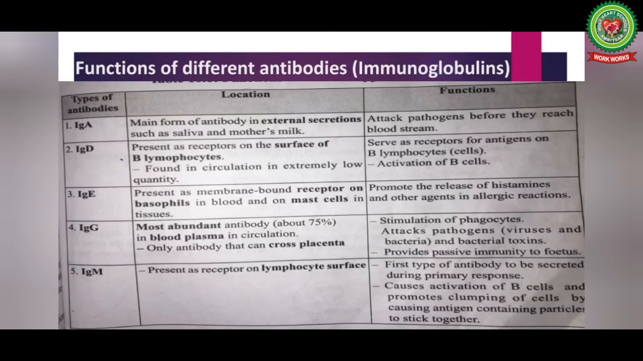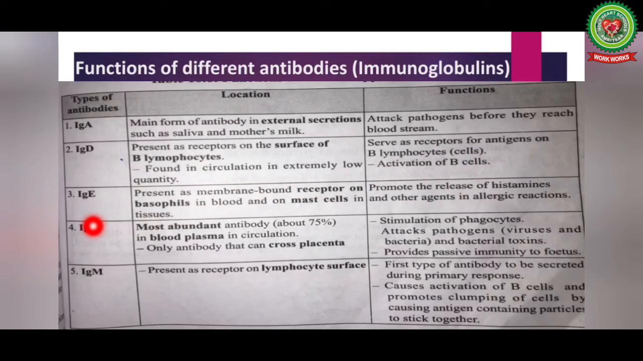Now talking about the functions of different antibodies. First of all, we'll be talking about immunoglobulin A. It is the main form of antibody in the external body secretions such as saliva and mother's milk, and it attacks pathogens before they reach the bloodstream. Next is IgD, present as receptors on the surface of B lymphocytes, and it is found in extremely low quantity in the circulation. It serves as a receptor for antigen on B lymphocytes, that is, activation of B cells.